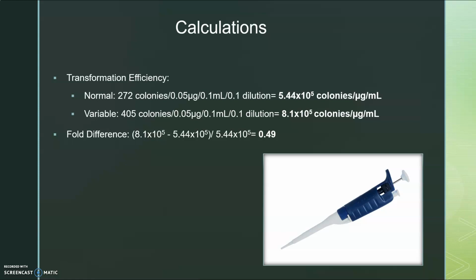So for calculations, we had to calculate the transformation efficiency and the fold difference. We calculated the transformation efficiency off of the 1 to 10 plate. For the normal plus plasmid plates, the transformation efficiency was 5.44 times 10 to the 5th colonies per microgram per milliliter. The transformation efficiency for the variable with plus plasmid was 8.1 times 10 to the 5th colonies per microgram per milliliter. And then we calculated the fold difference, which ended up being 0.49.